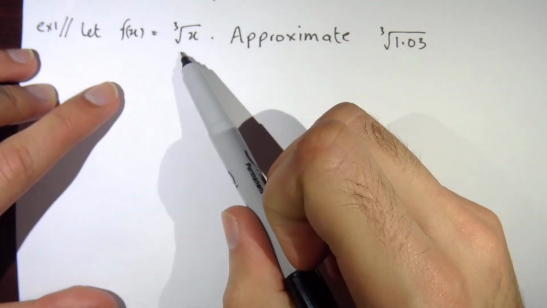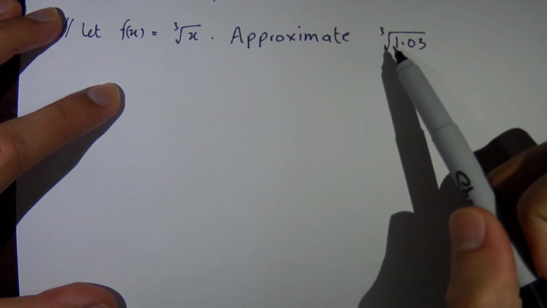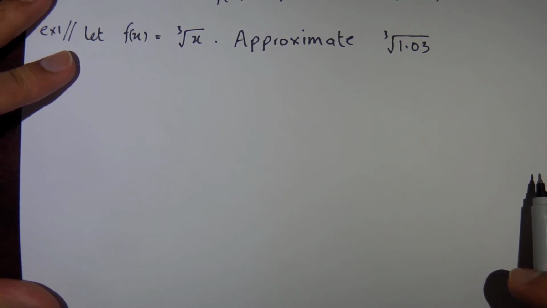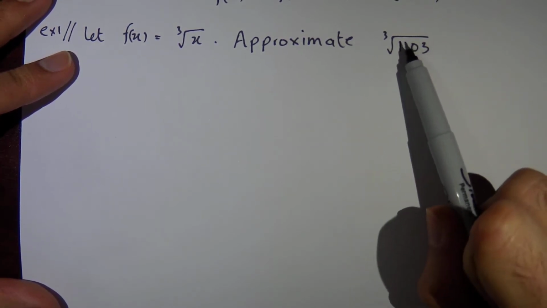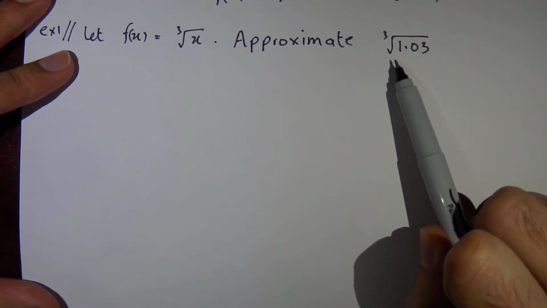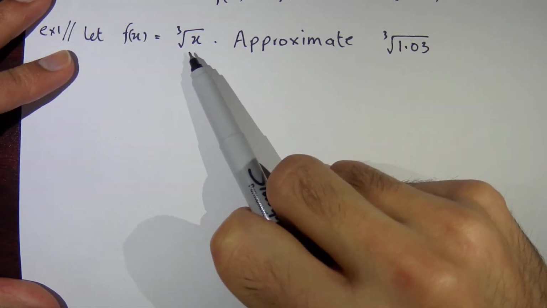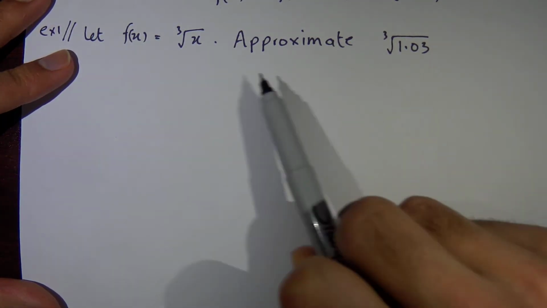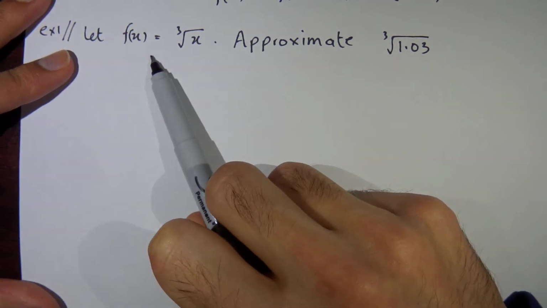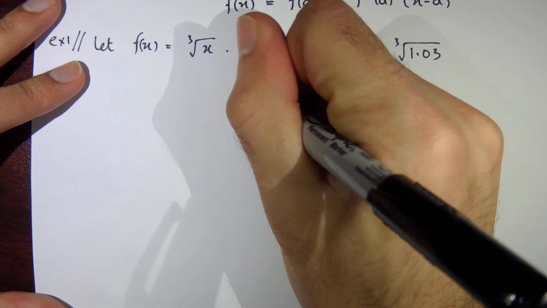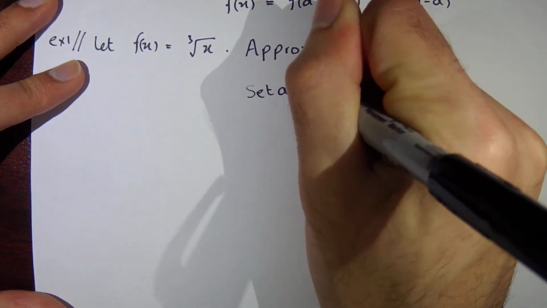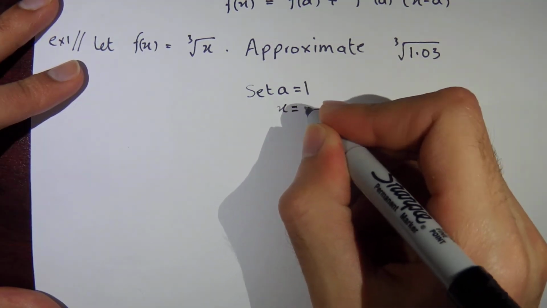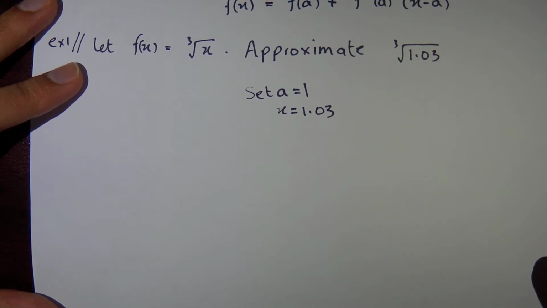So let f of x be equal to the cube root of x. Approximate the cube root of 1.03. Now our first step always is to set our a. So for our a, it must be close to 1.03, and when we plug that a into our function, we need an exact value. 1 seems close to 1.03, and if we plug 1 in here, we'd get an exact value of 1. So let's set a equal to 1. X is our given, which is 1.03, and that is literally half the work we had to do.